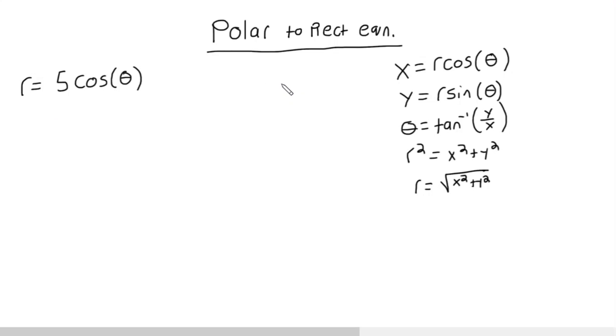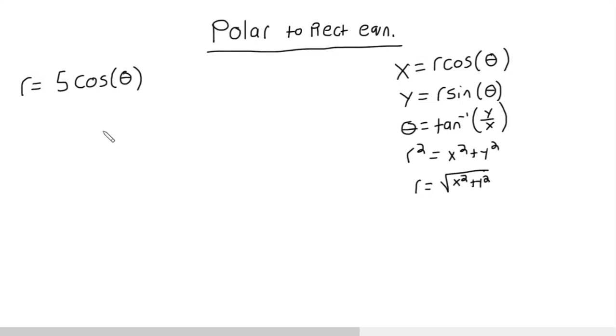And as you can see on the right hand side, I rewrote the formulas that we need to know just for this first example. So basically what we want to do is get rid of all of the r's and all of the thetas, because we want a rectangular equation, right? What we want is something in terms of x's and y's, not r's and thetas. R's and thetas are for polar coordinates, x's and y's are for rectangular coordinates or Cartesian coordinates.